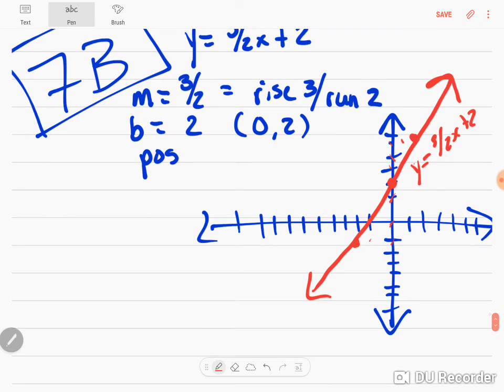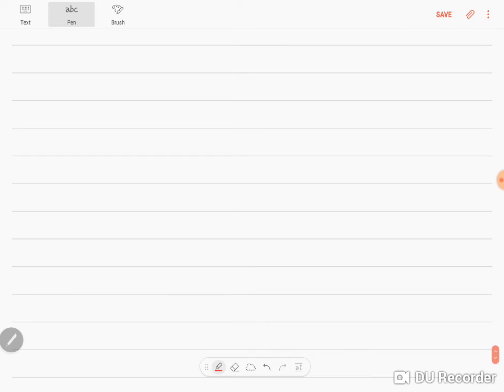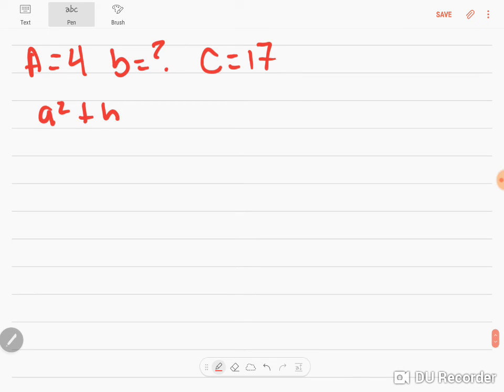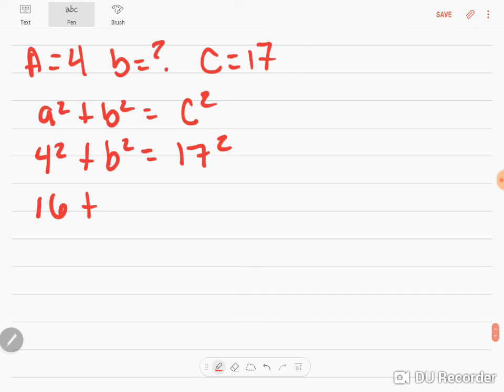All right. The next one. A equals 4, B equals we don't know, and C equals 17. A squared plus B squared is equal to C squared. A is 4 squared plus B squared is equal to 17 squared. 4 squared is 16 plus B squared.